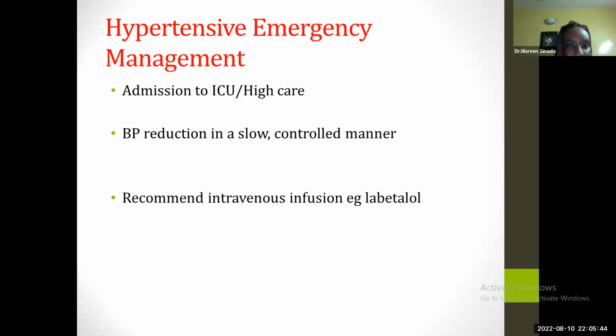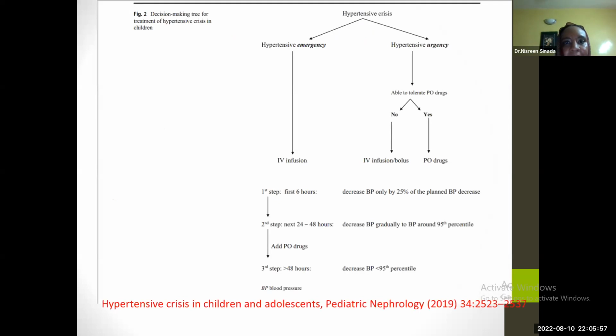So we admit the child to ICU, high care. Blood pressure reduction should be slow and in a controlled manner, and we recommend intravenous infusion like labetalol because it will titrate, and we drop the blood pressure gradually.